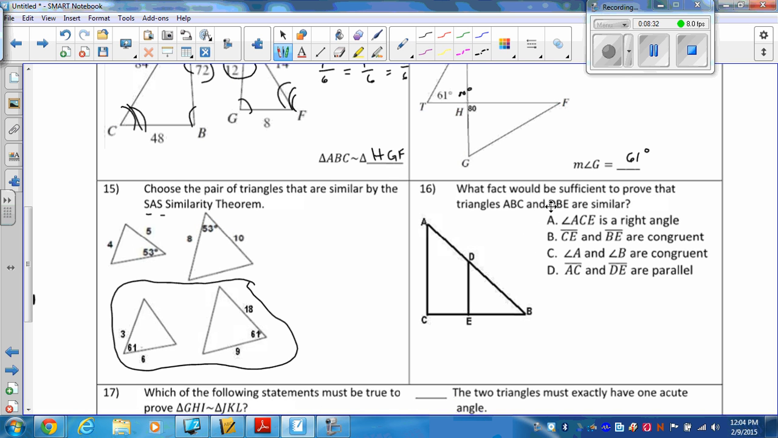Number 16, what fact would be sufficient to prove that triangles ABC and DBE are similar? And it would need for these two to be parallel. That would mean that this angle matches this angle, and this angle matches this angle, and this angle matches itself. So we would need to know that DE and AC are parallel.